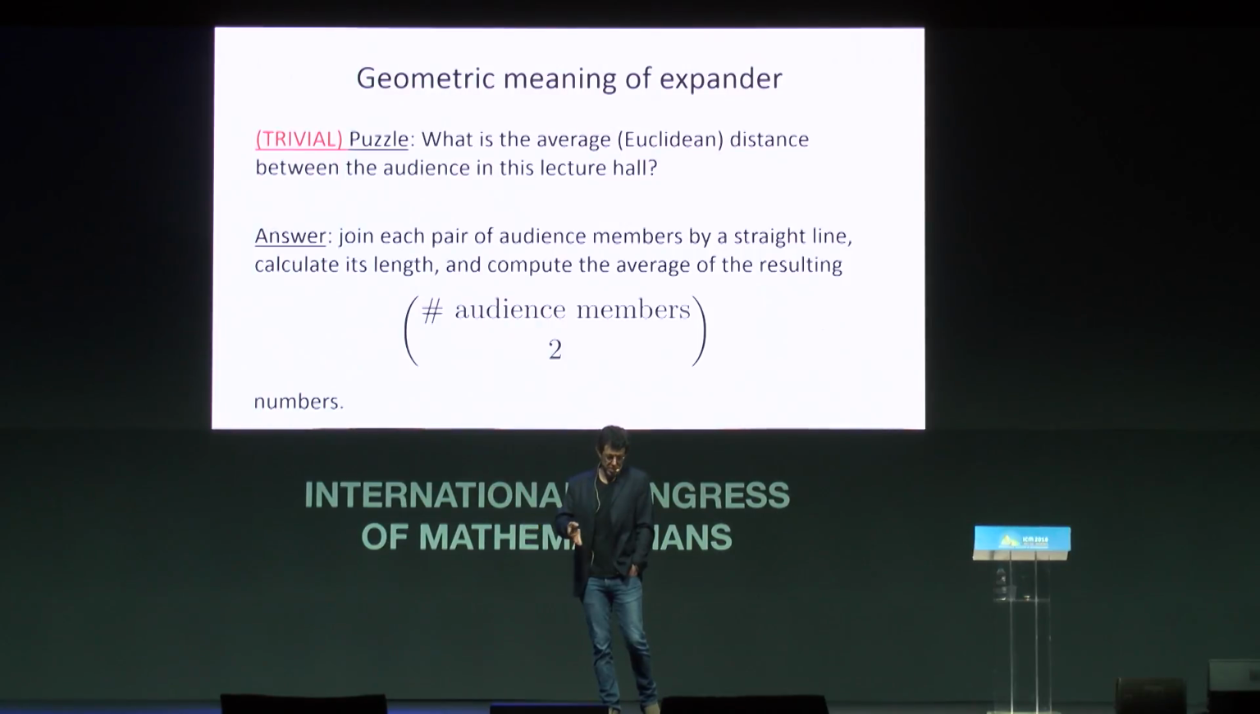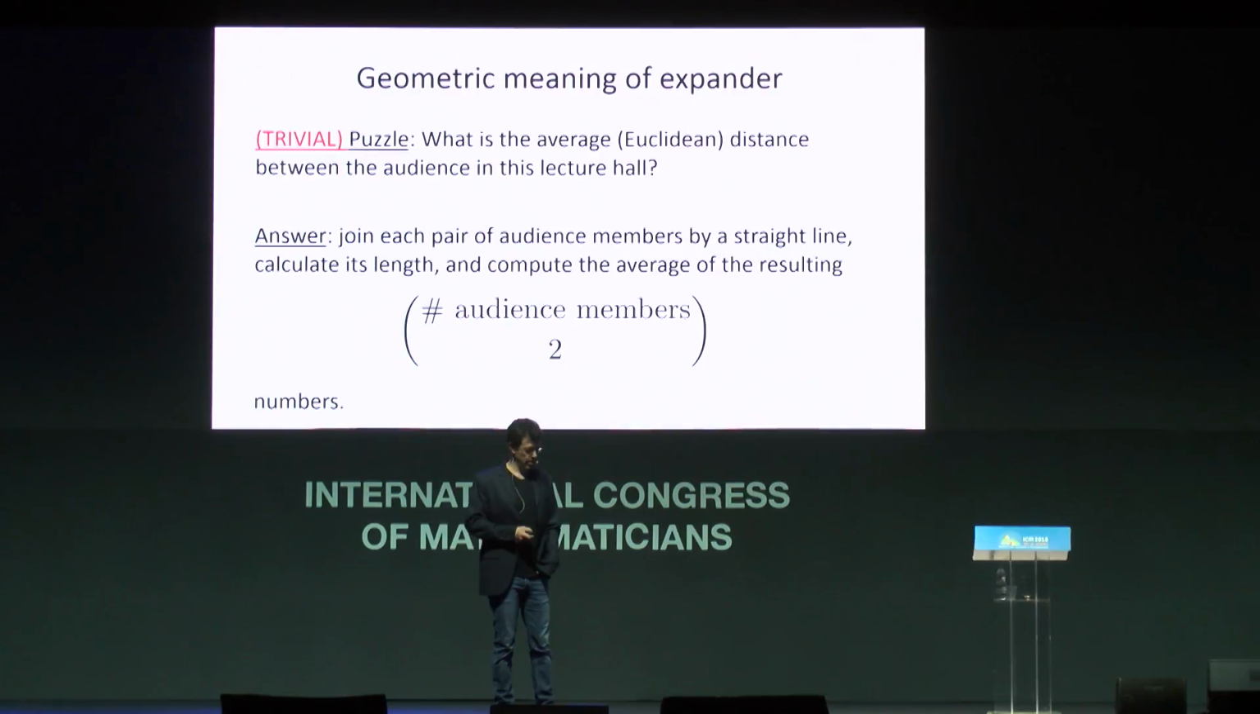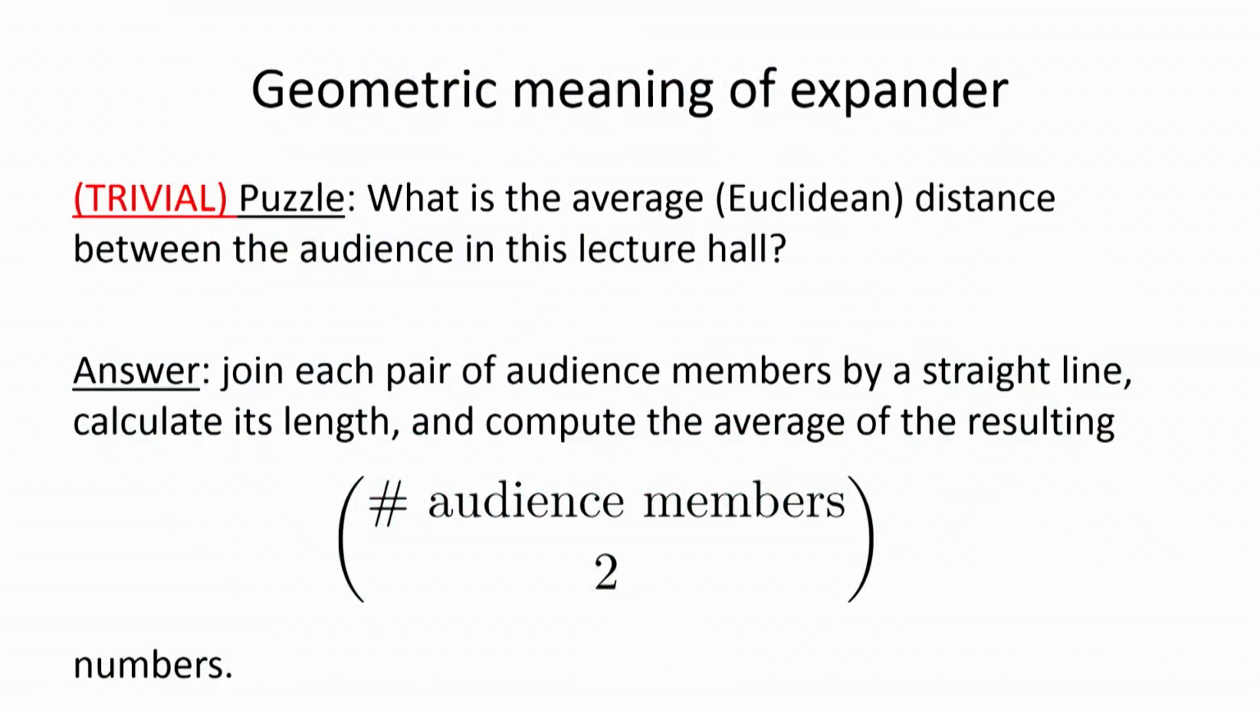So I stated this is a puzzle, but this is a triviality. What do I do? I join each of the audience members by a straight line, compute its length, and just take the average of all the numbers that I got. I mean, what's the big deal? Well, okay. How many numbers do I have? I look at all the audience members, choose two, these are all the pairs, and I take the average of these numbers. Before coming here, I didn't know what this lecture hall would look like.